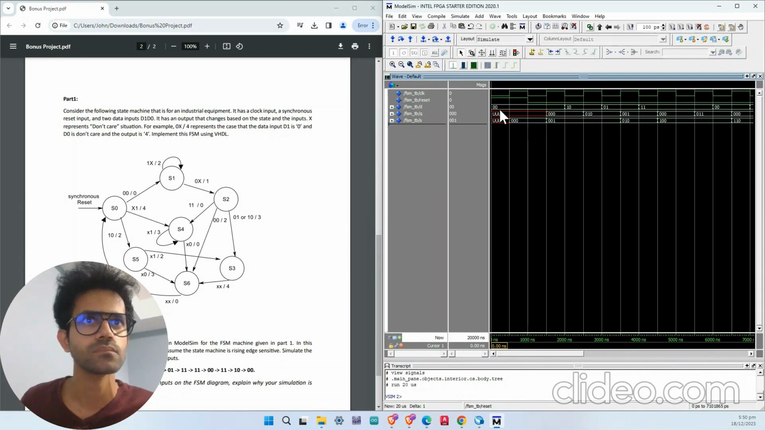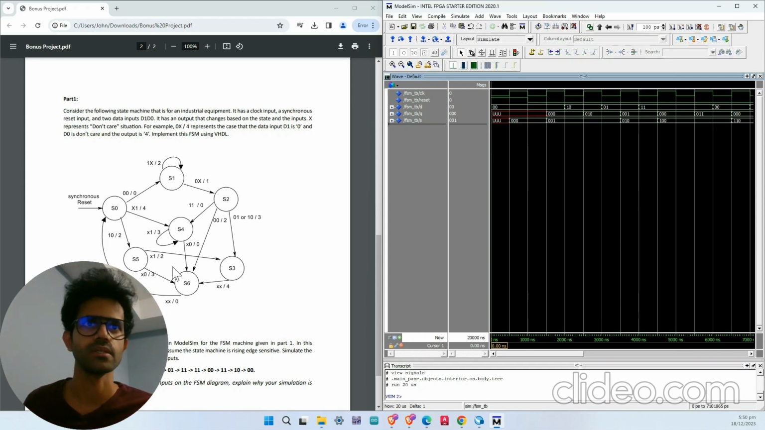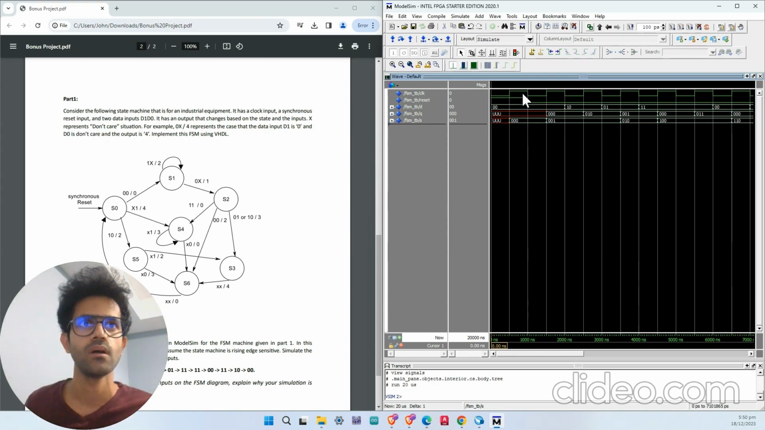Initially, we have the output and state undefined because we haven't defined what the output and state will be. Initially we just give that to the input. So we have the reset, but reset is not coming into action until we go to the first clock pulse. So it's a rising edge clock. See, even though we have reset, we still have the output and state as undefined.